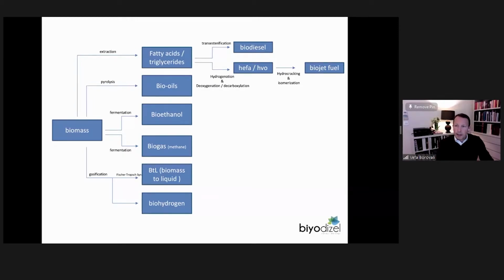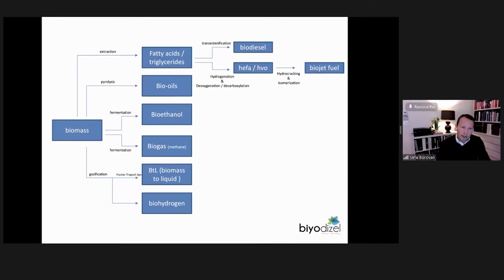Or we can use the same feedstock, same raw material, and go through hydrogenation, then deoxygenation and decarboxylation, quite sophisticated processes. And we can end up with hydro-treated esters and fatty acids, or hydrogenated vegetable oil. They all refer to the same product. And if we want to continue with hydrocracking and isomerization, we end up with biojet fuel. I will give more detail on these shortly.